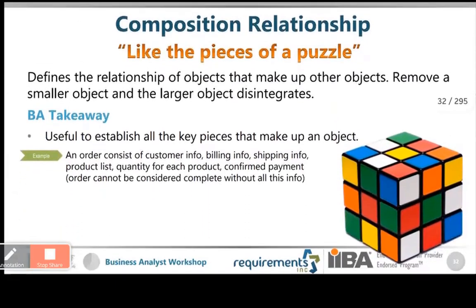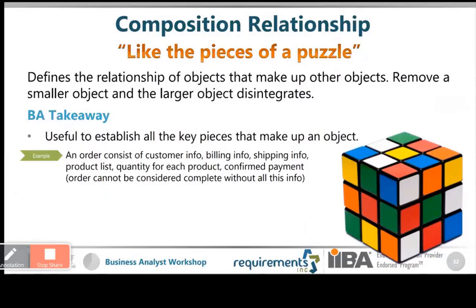Unlike aggregation, in a composite relationship, it's like the printer. The printer is made up of toner, the paper tray, the internal drums and rollers and whatnot. If you take away something, it's not a working printer anymore, right? Because the parts make the whole, and the whole doesn't exist without each of the parts.